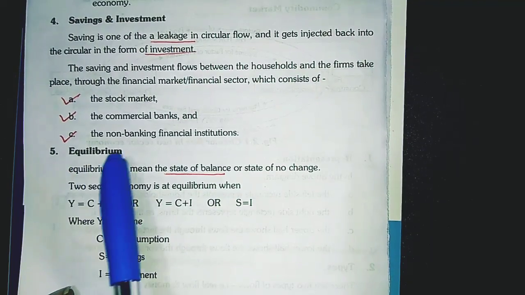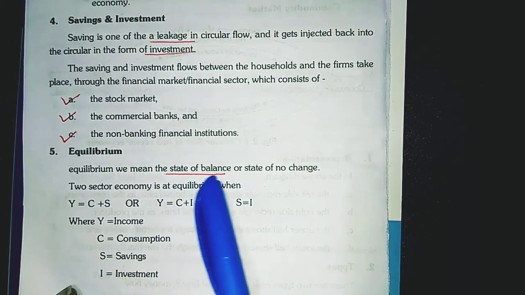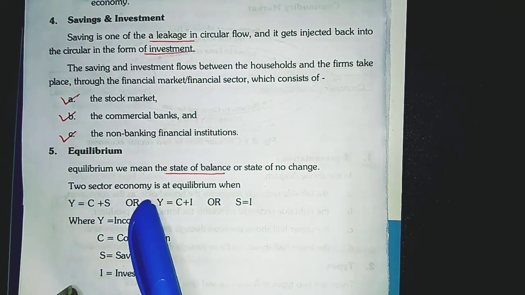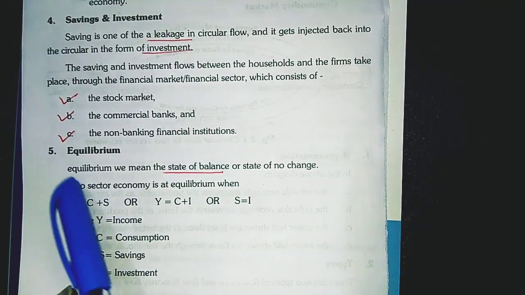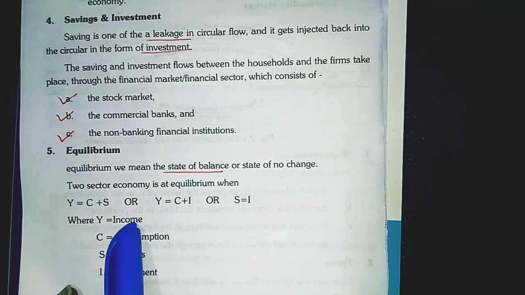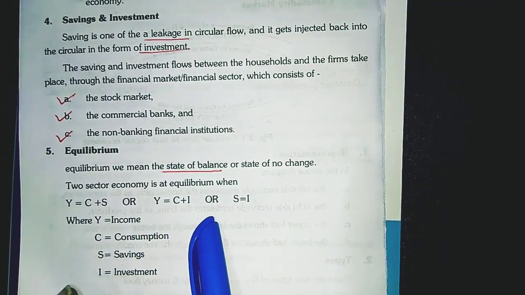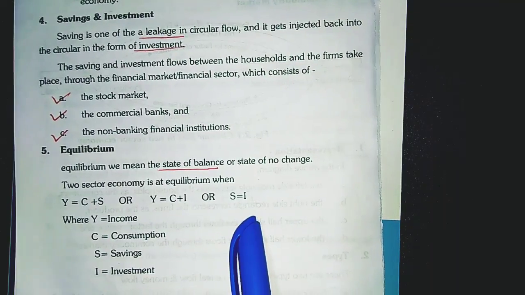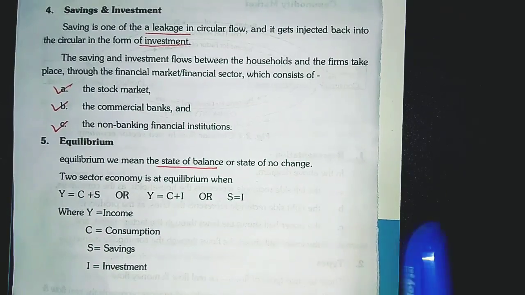Now this two sector economy model has the equilibrium. Equilibrium means the state of balance. The two sector economy is at equilibrium when income is equal to consumption plus saving, or income is equal to consumption plus investment, or savings is equal to investment. I hope that this concept is clear to all of you.